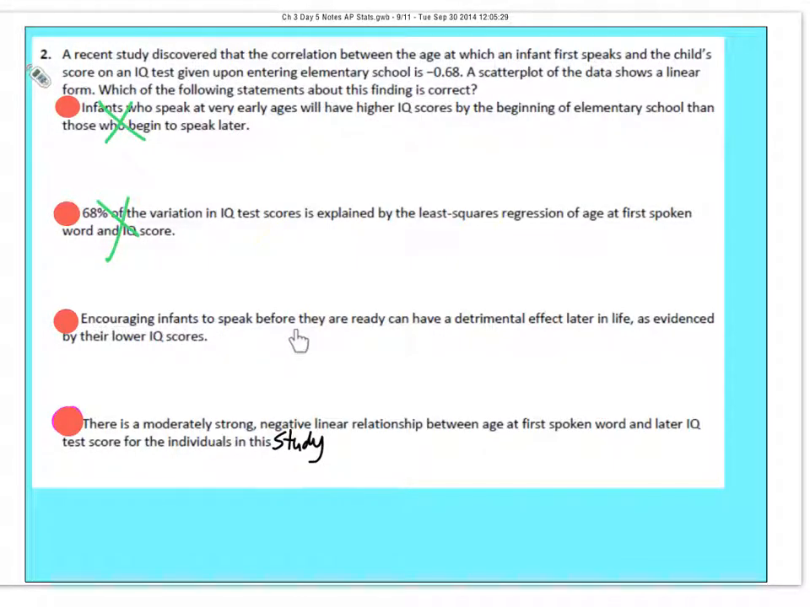Encouraging infants to speak before they are ready can have a detrimental effect later in life. I'm not even going to continue to read this. That's just a conclusion someone's making. I have no clue where that's coming from. It does have to be D in this case. There is a moderately strong negative linear relationship between age of the first spoken word and later IQ. That is what the definition of R is telling me, the DOFs of the relationship. So don't forget your direction, form, and strength when you're given a correlation or R.